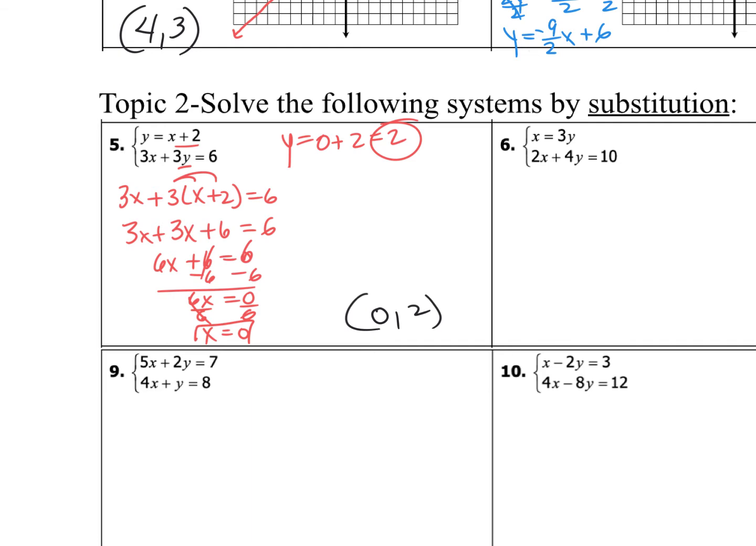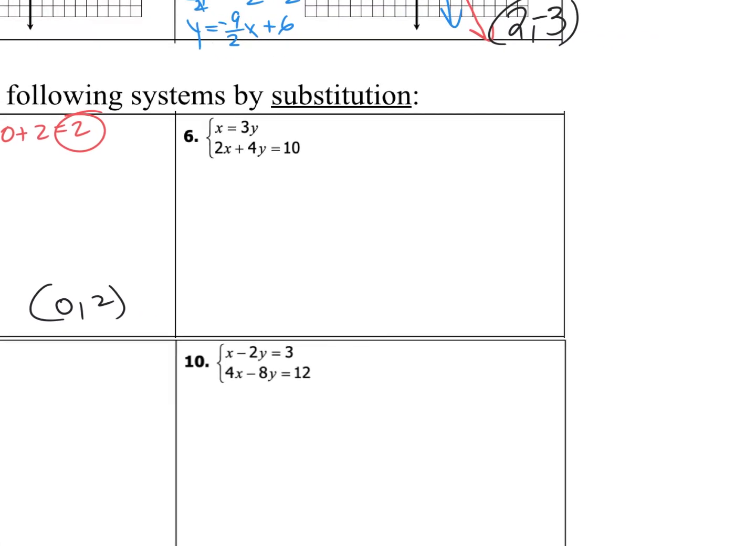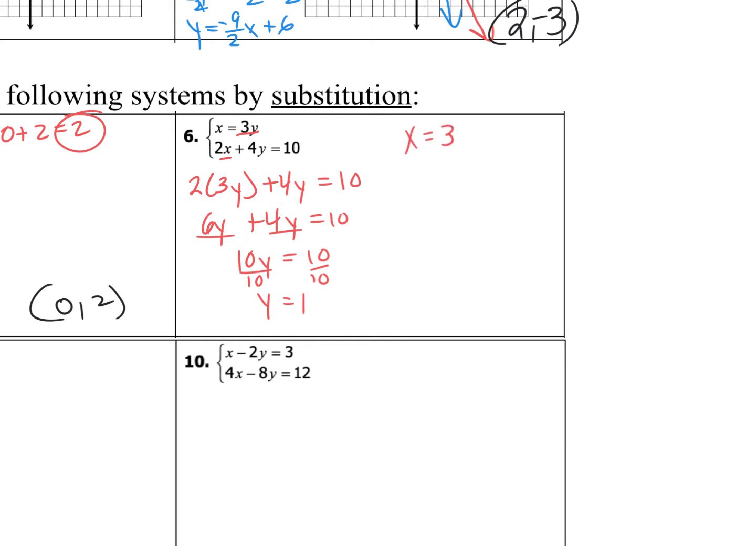All right, number 6, if x equals 3y, then I can substitute what x equals into the second equation for x. So 2 times 3y plus 4y equals 10. That's 6y plus 4y equals 10. That's 10y equals 10. And divide by 10, and you get 1. If y equals 1, then x equals 3 times 1. And 3 times 1 is 3.